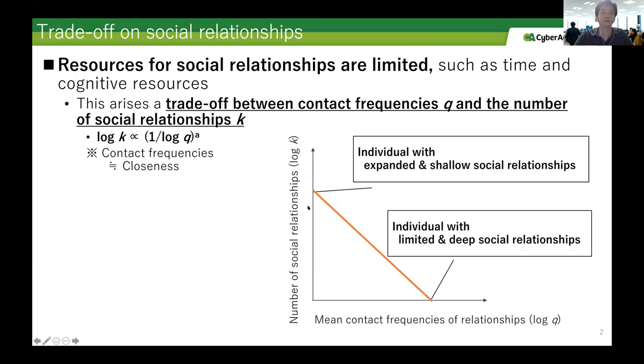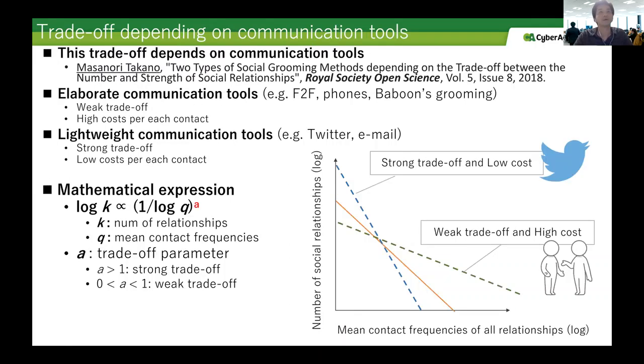This trade-off is described as an inverse relationship, like this. Here, Q is the mean contact frequency of all social relationships. K is the number of social relationships. The strength of the trade-off depends on communication tools.